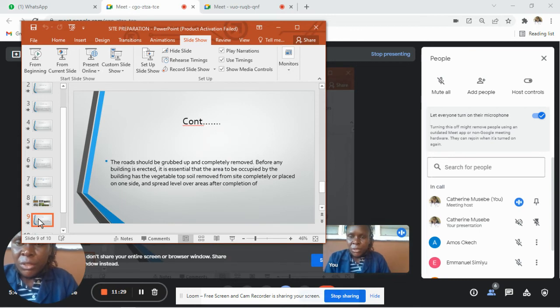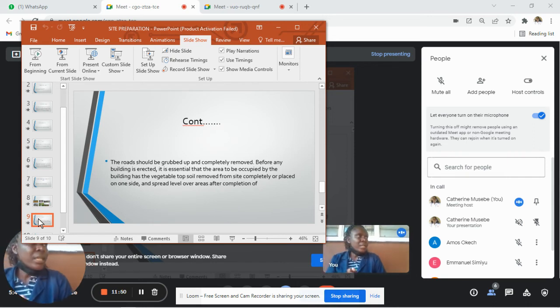So the road should be grubbed up and completely removed before any building is erected. It is essential that the area to be occupied by the building has the vegetable topsoil removed from site completely or placed on one side and spread level over areas on completion of the work. So these are the sites that we have. If there is a road, you have to grub that road completely for people not to be passing on and off from that site.